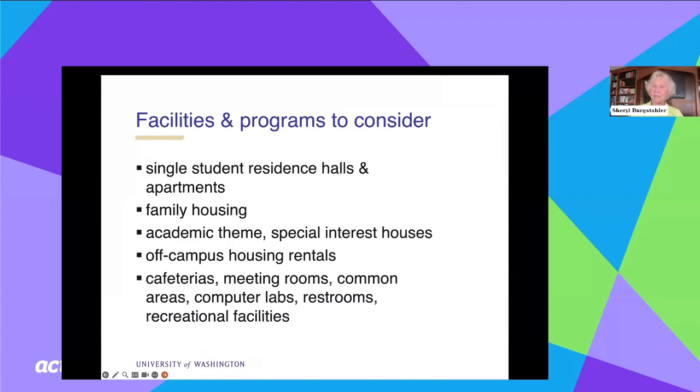So what facilities and programs are we considering here in this document? Well, single student residence halls and apartments, family housing. Remember, it might not be the student that has a disability. It might be a child of that student or a spouse of that student. Making sure the academic theme and special interest houses are accessible and inclusive.